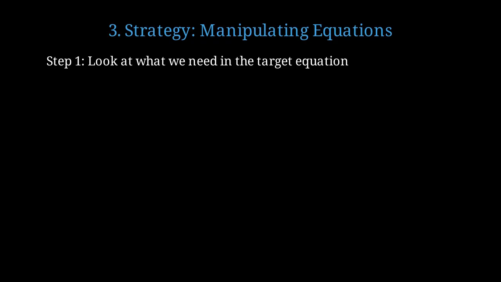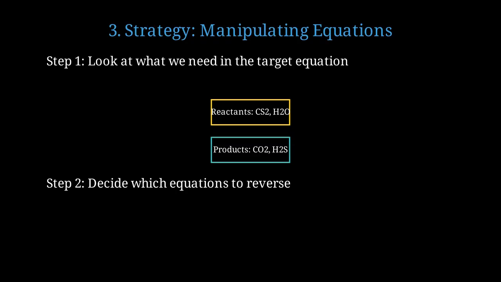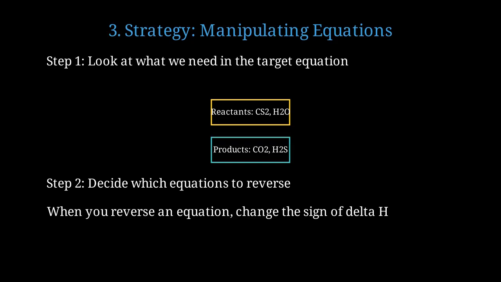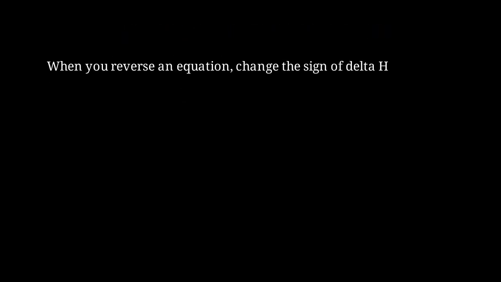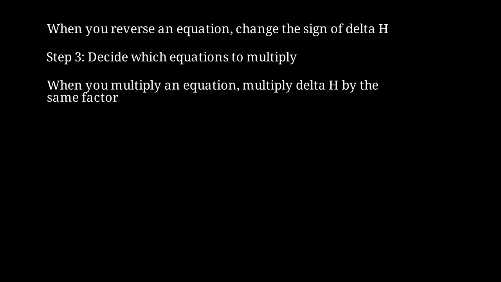Let's develop our strategy for manipulating the given equations. First, examine what substances we need as reactants and products in our target equation. We need CS2 and H2O as reactants, and CO2 and H2S as products. Next, decide if we need to reverse any equations to get substances on the correct side. Remember, when you reverse an equation, you must change the sign of delta H. Then determine if we need to multiply any equations to get the correct coefficients. When you multiply an equation by a number, you must multiply delta H by that same factor.